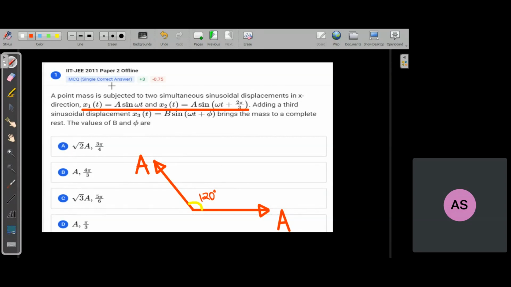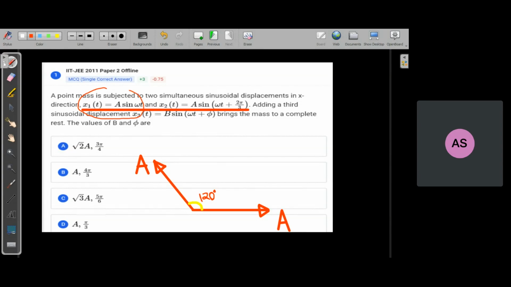You can say that if this is the only equation, suppose, then it is SHM. If this is the only equation, then this is also SHM. But now both are there. Both combined will be a SHM of a different amplitude and different phase.